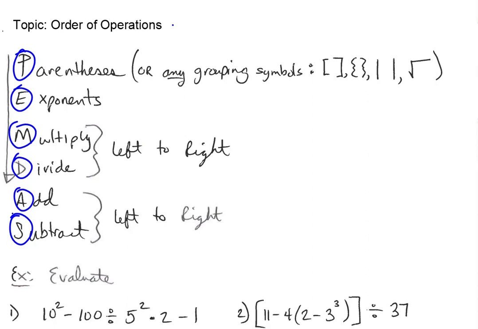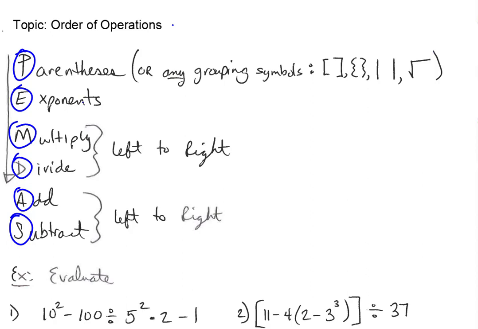First of all, P stands for parentheses. However, that is not limited to parentheses, so that can be misleading. So I'm going to say it's parentheses or any grouping symbols, which could actually turn into brackets, like squared off brackets, or curly braces, absolute value with these straight vertical bars, or even a square root symbol would count as a grouping symbol. And so let's not restrict this only to be P for parentheses. This could be any of those symbols.